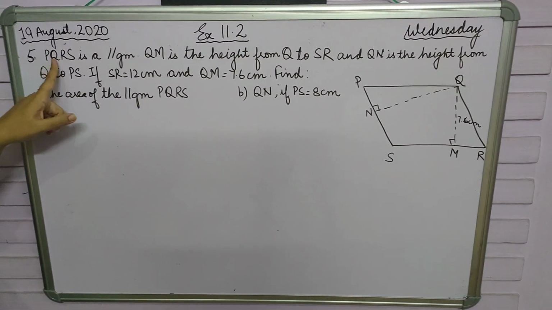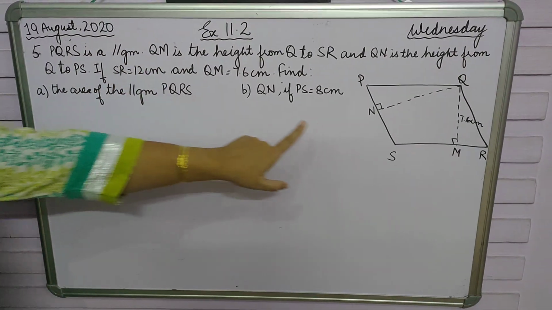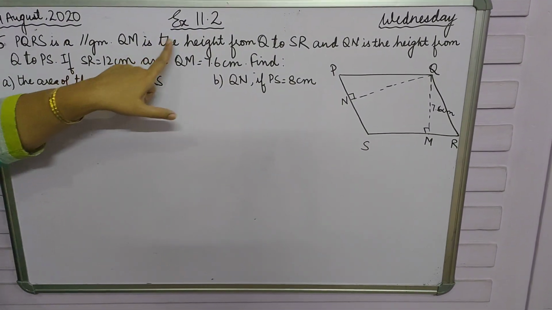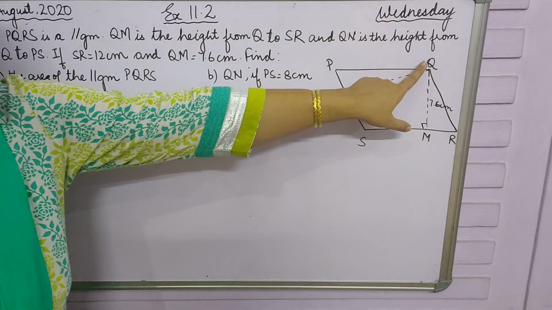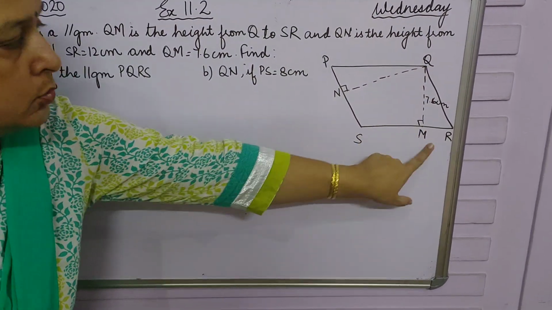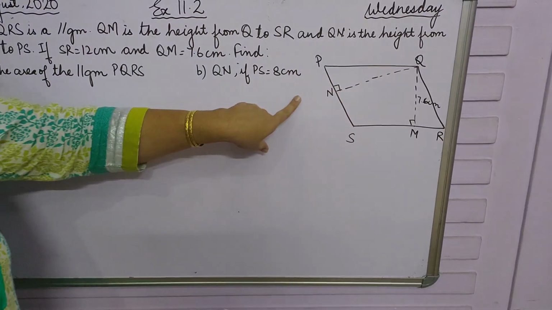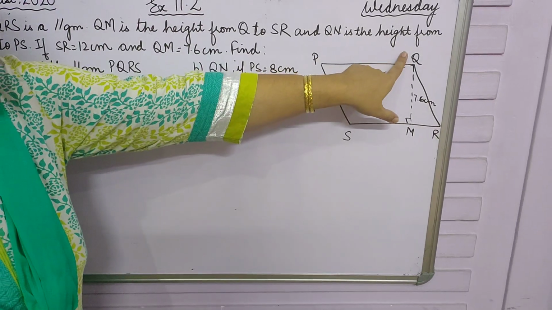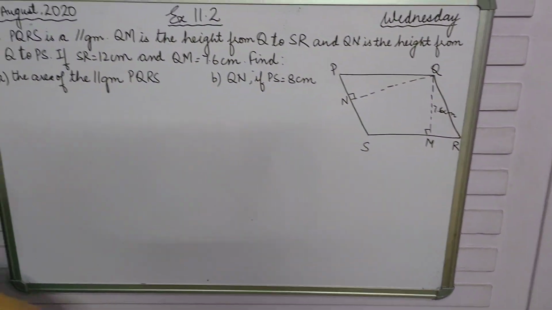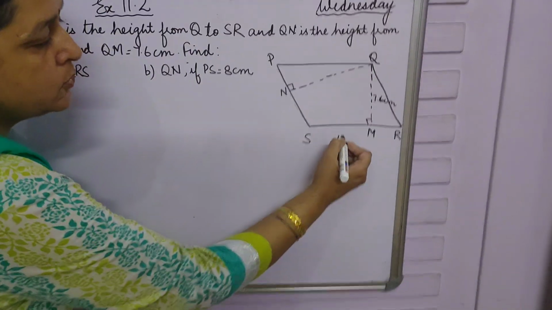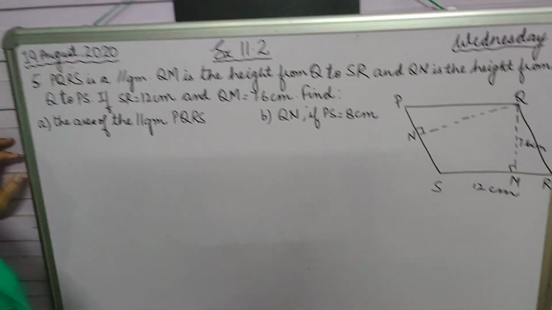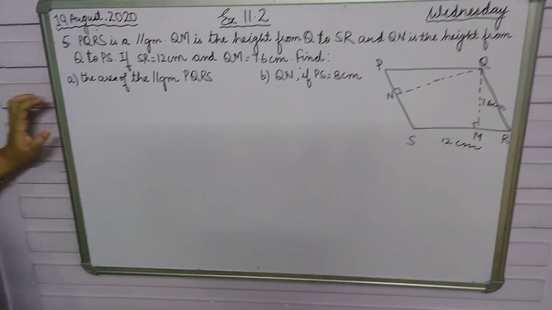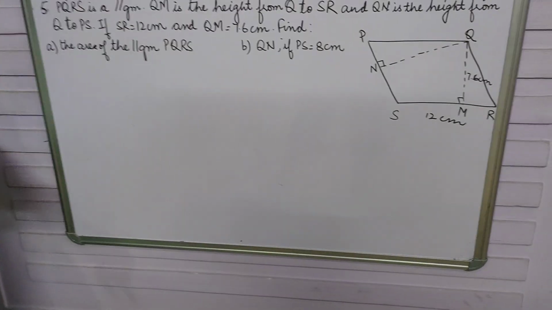Question number 5. PQRS is a parallelogram. See the figure which is given here. PQRS is a parallelogram. QM is the height from Q to SR and QN is the height from Q to PS. Both these altitudes have been drawn from point Q but to different sides. Now if SR is equal to 12 centimeter and QM is equal to 7.6 centimeter, in first part we are to calculate the area of parallelogram PQRS.